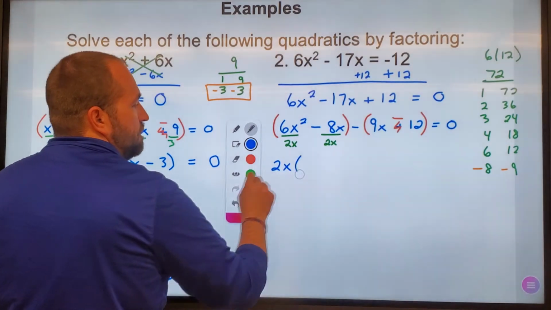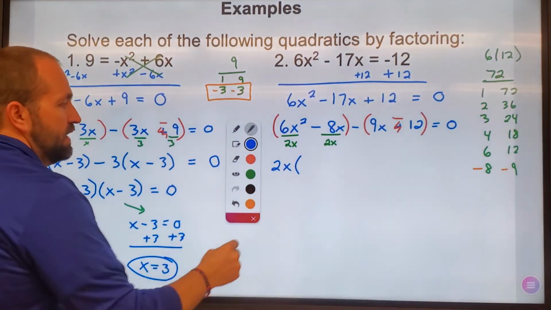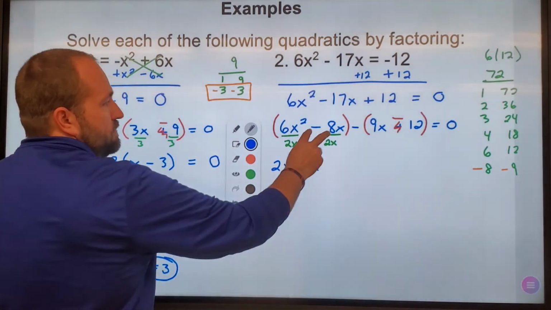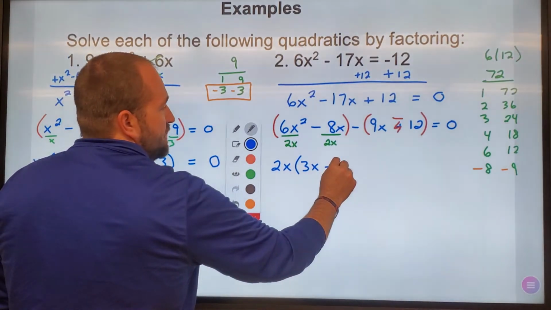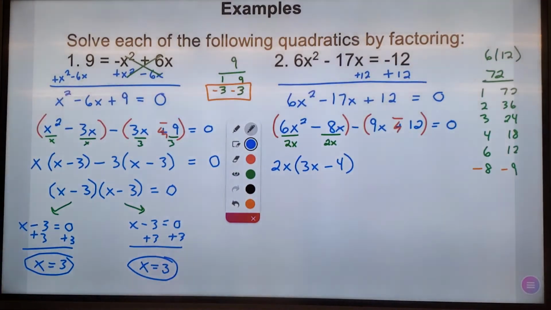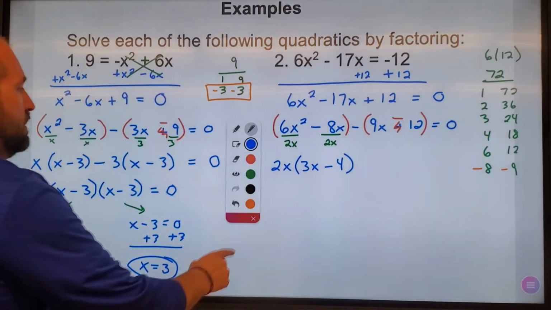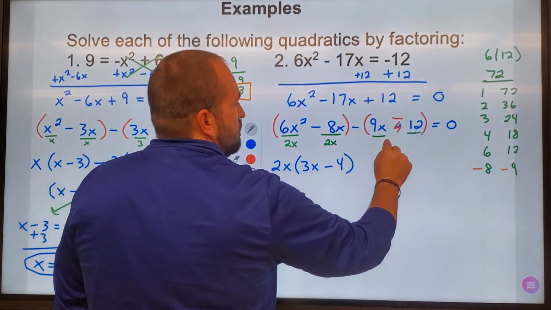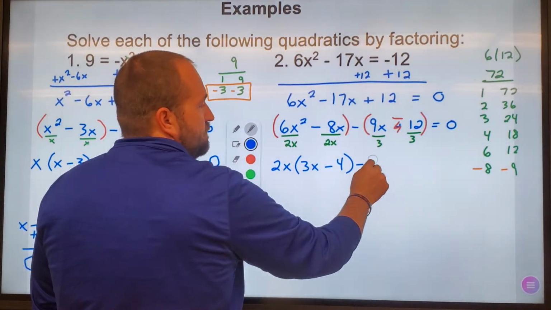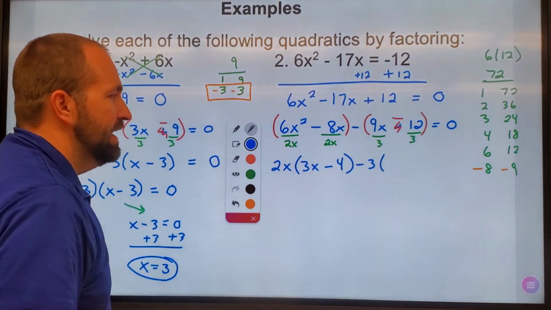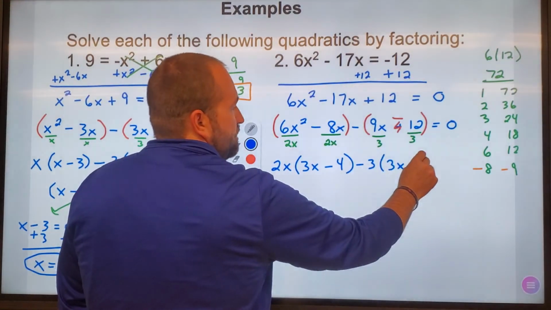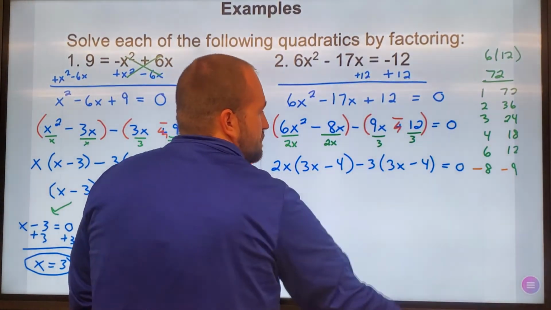2x comes outside. If I take 6 divided by 2, I get 3 left. X squared divided by x is just an x. Negative 8 divided by 2 is negative 4. X and x would then cancel. Looking at that next set, I can divide 9 and 12 by 3. So this sign again comes down. What I divided by comes on the outside. 9x divided by 3 is 3x. Negative 12 divided by 3 is negative 4. Again, that's equal to 0.